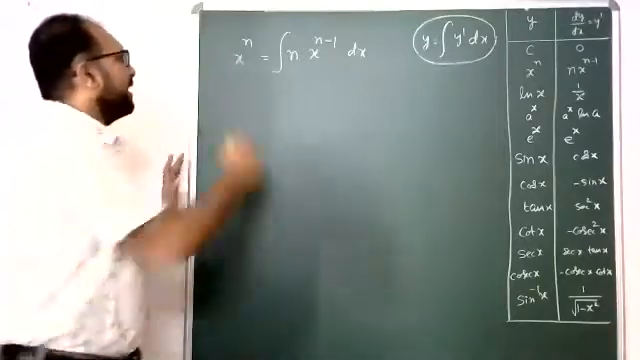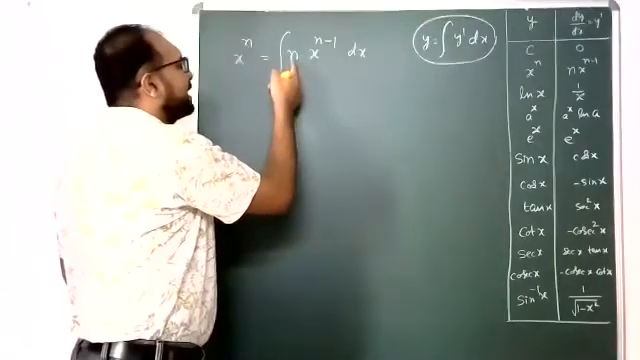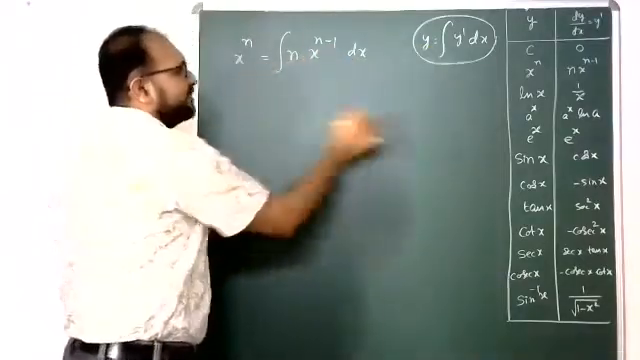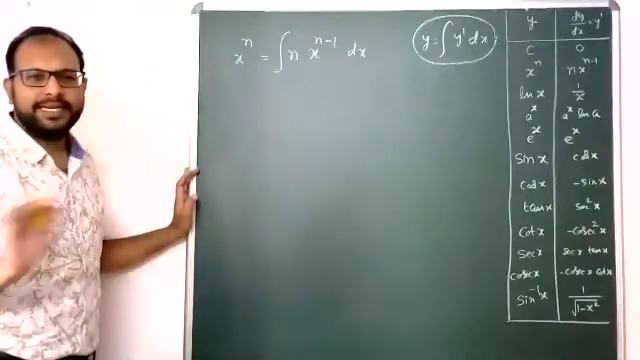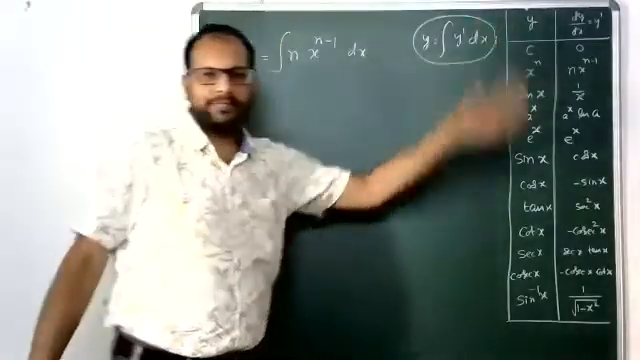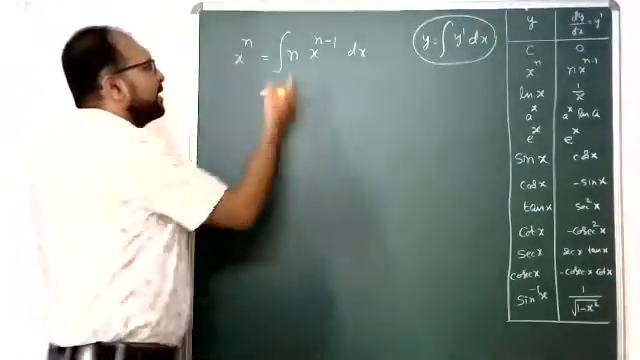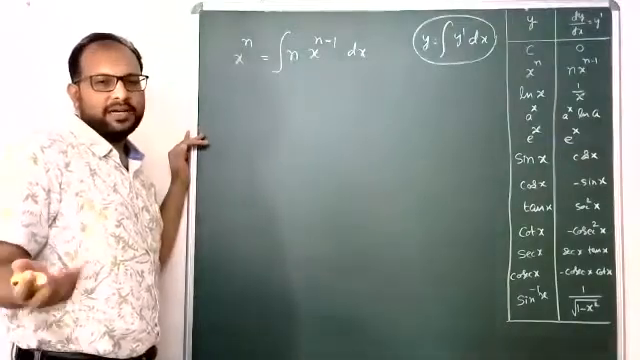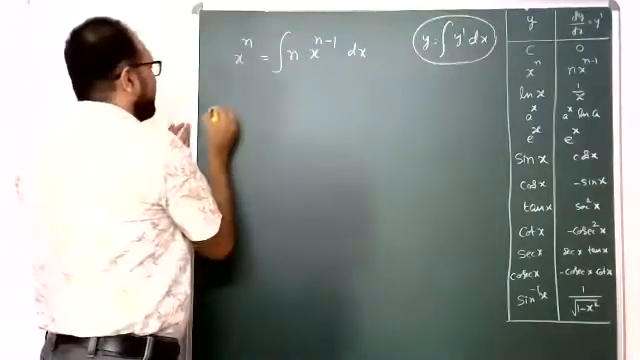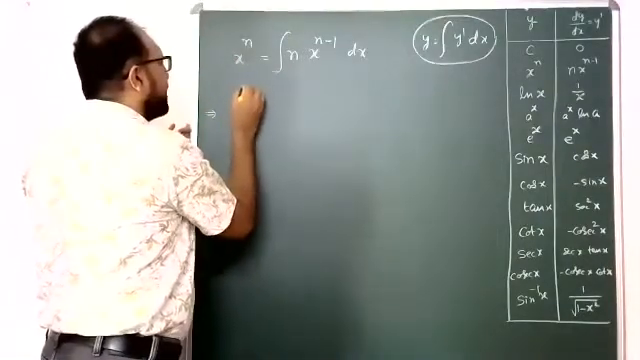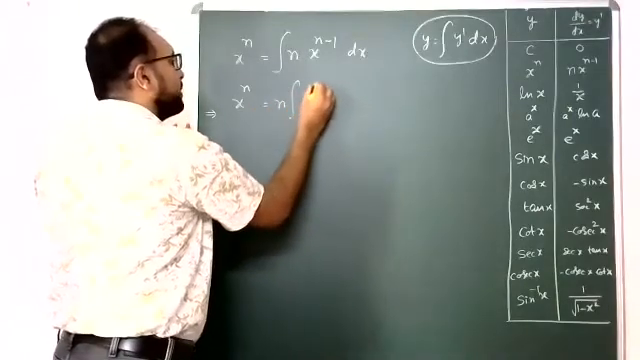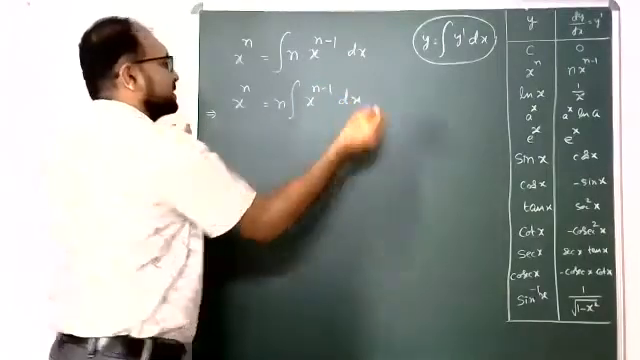Okay, right. x to the power of n equals integral n into x to the power of n minus 1 dx. Just this principle I applied for the second function. Nothing else written, just the same principle I am applying for this one. Next, students, here n is a constant. You can send it outside of the integration. x to the power of n equals n into integral x to the power of n minus 1 dx.